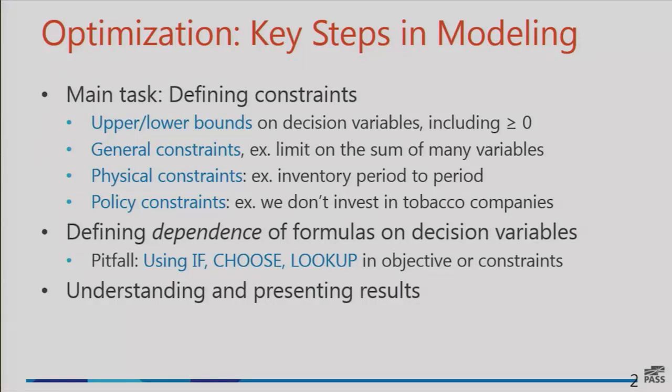The main task, just like in simulation, the main task was defining probability distributions. The main task in optimization is defining the constraints. In this software, we have a constraint wizard and we have a distribution wizard for the probability distributions. But here are some things to think about. One thing we saw is upper and lower bounds on the decision variables. That's the simplest kind of constraint, like non-negativity, right? Like a lower bound of 0.